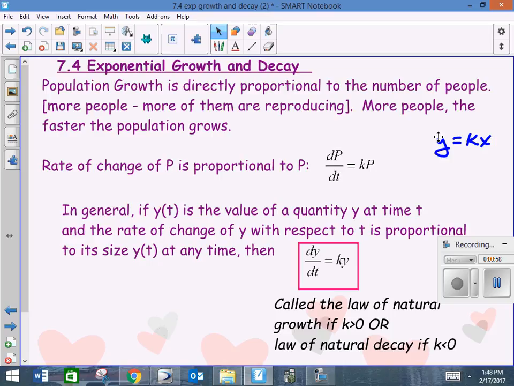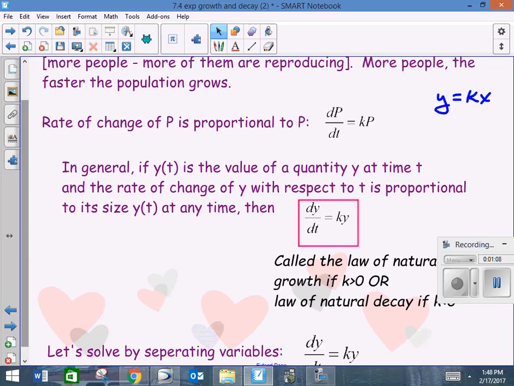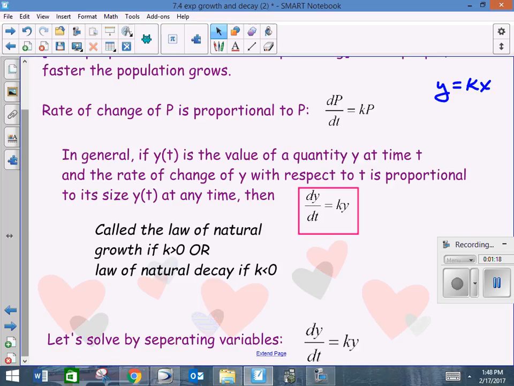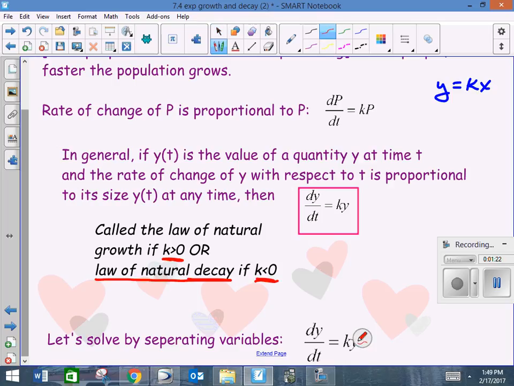The rate of change of P, that's your derivative right here, is directly proportional to P. In general, y of t is the value of a quantity, and the rate of change is proportional. We're going to call this the law of natural growth if k is greater than 0, but of course it's decay if k is less than 0. K is your growth rate. It can be positive, it can be negative. If you have negative growth, you don't really call it growth, you call it decay.